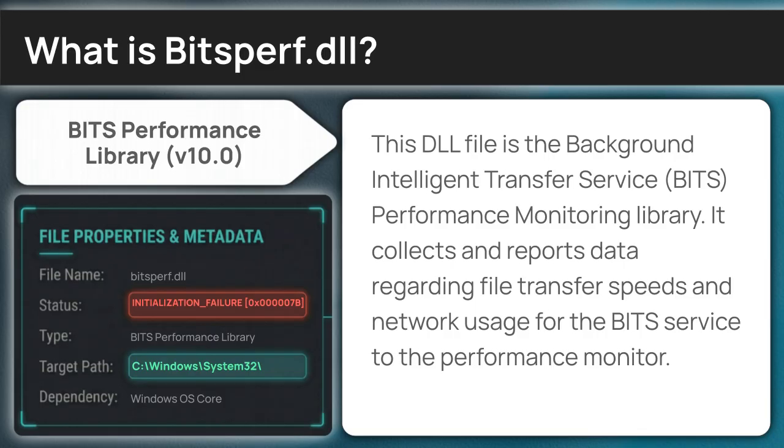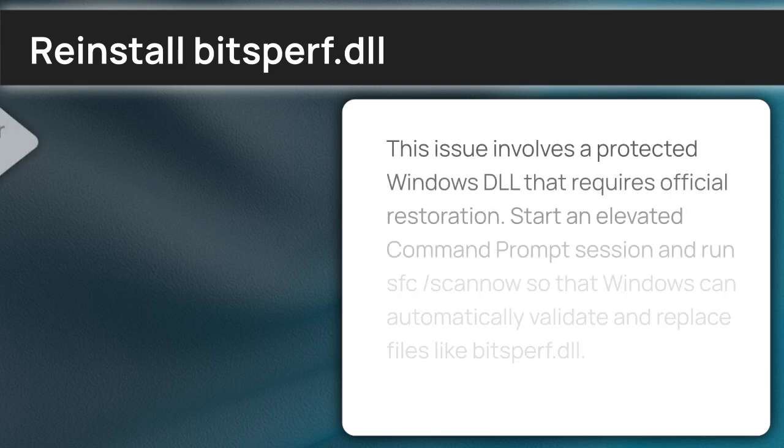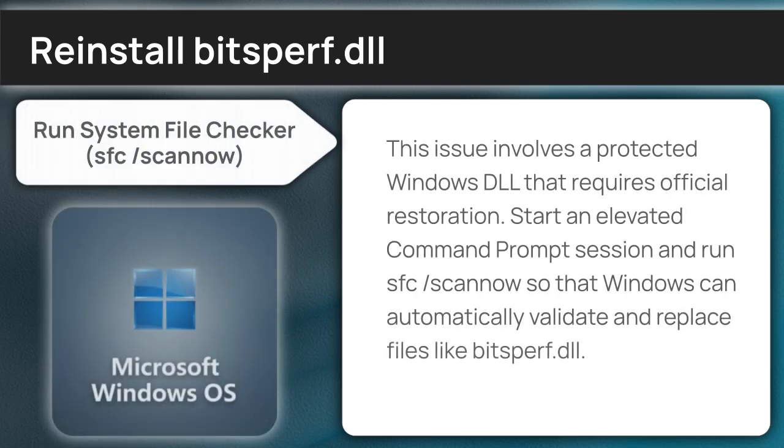Enough of the technical side. Let's get these files back onto your system. This is a core Windows system file issue. Run the system file checker by opening Command Prompt as an administrator and entering sfc /scannow. Windows will scan your system and automatically repair missing or corrupted core files such as the Bits Performance Module DLL.